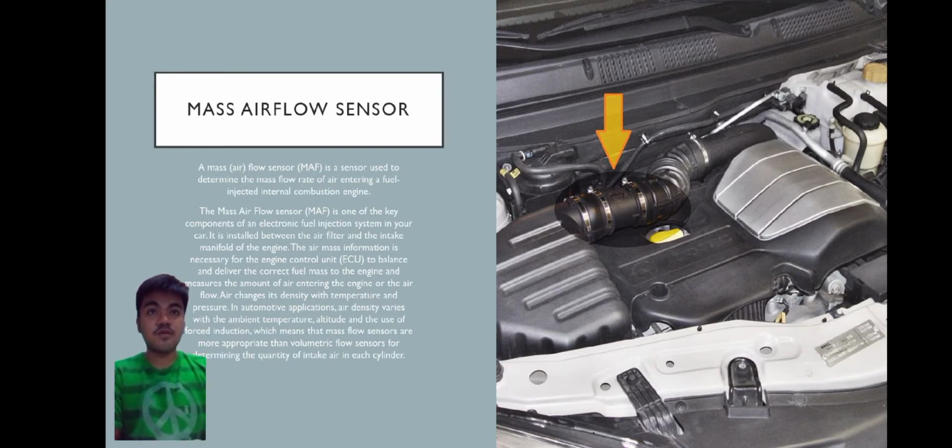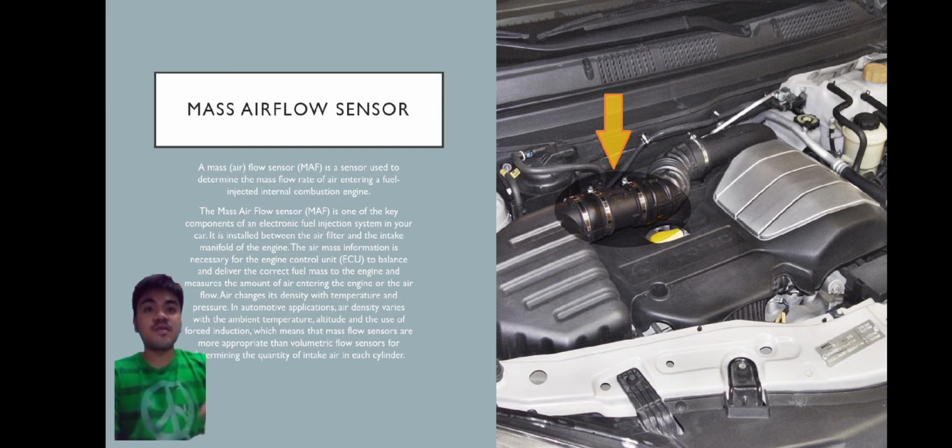What is a mass airflow sensor? A mass airflow sensor, MAF, is a sensor used to determine the mass flow rate of air entering a fuel-injected internal combustion engine. The mass airflow sensor is one of the key components of an electronic fuel injection system in your car. It is installed between the air filter and the intake manifold of the engine.